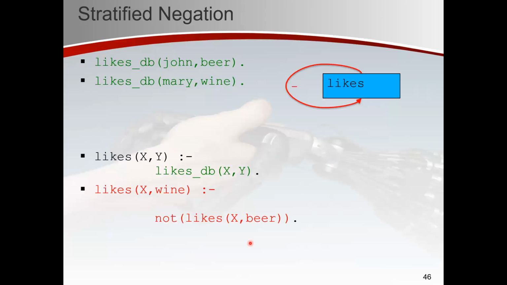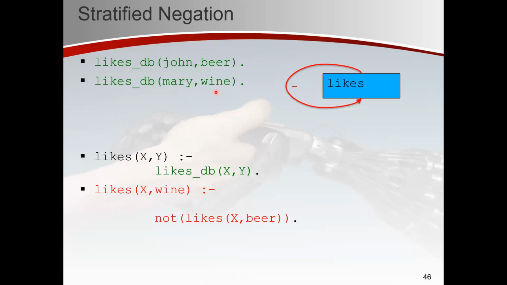This does not always work. And this is where the point comes in, that we must not allow recursion through negation. We have this extremely interesting application where we say someone might like beer or wine. We have two facts: John likes beer, Mary likes wine.